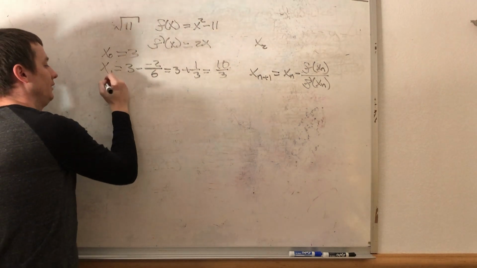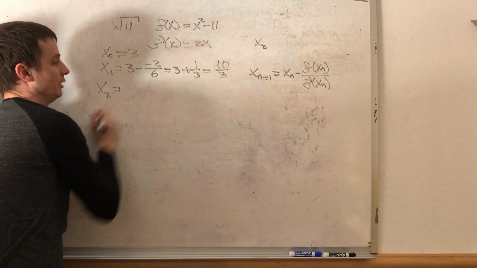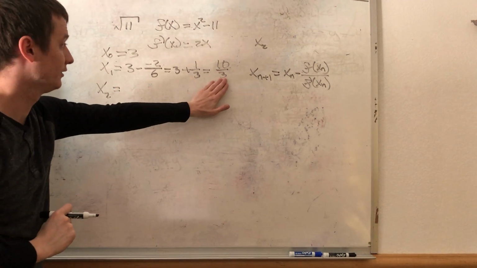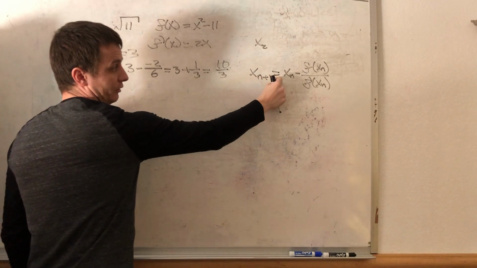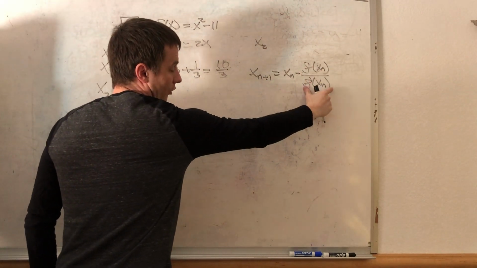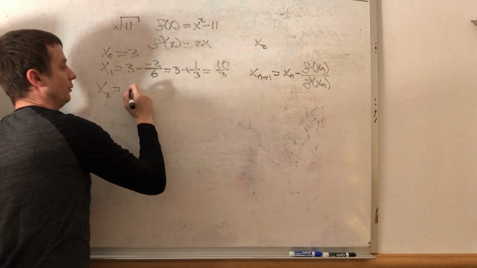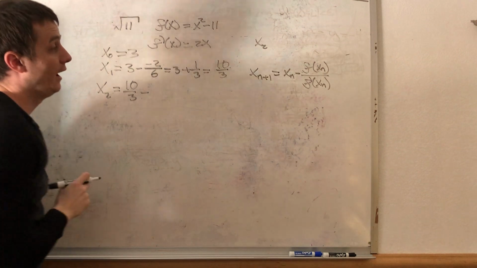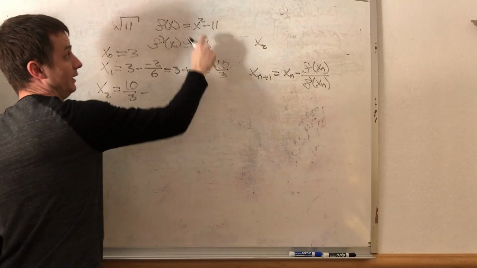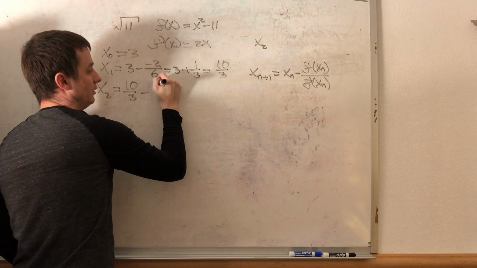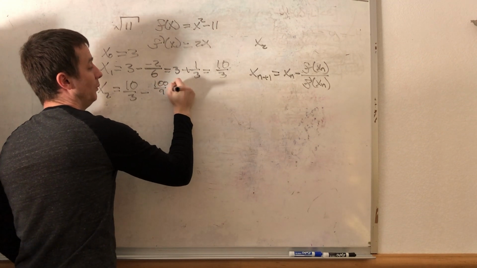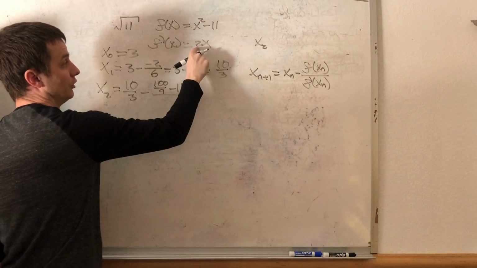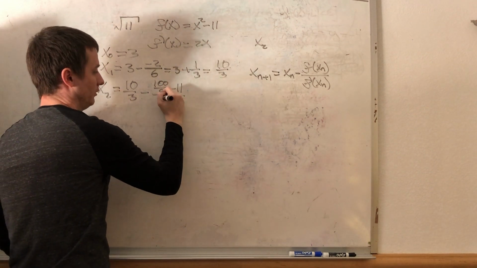Okay, so now we need to find x2. Repeat, except for now we're plugging this in. So x2 is equal to x1 minus f of x1 over f prime of x1. When we plug that in up here, we get 100 over 9 minus 11. That's just plugging 10/3 in directly into that. All over 2 times 10/3, which is going to be 20/3.